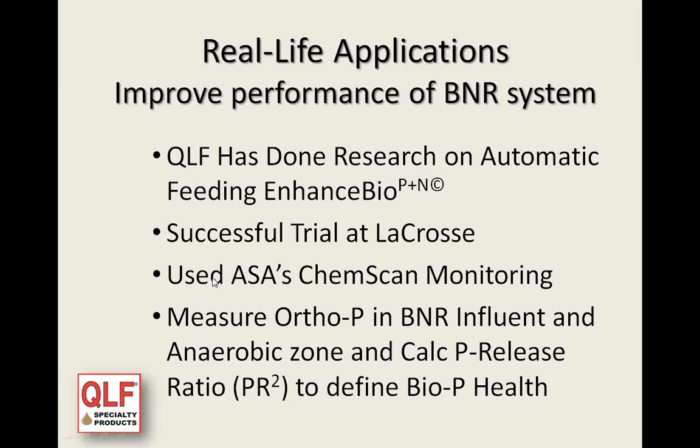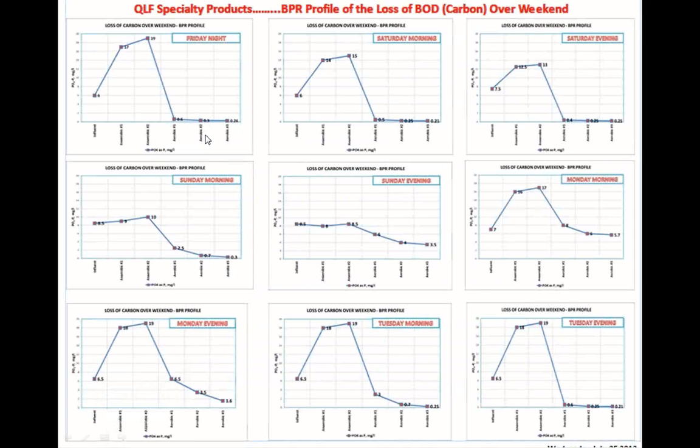We worked with City of La Crosse and also ESA. They provided a chem scan for us to monitor inline the influent to our BNR system and the anaerobic zone of the EBNR system. We took those two measurements and we calculated what's called a P-release ratio, or PR2, and we found that PR2 actually tells you the health of the system, or whether the system needs carbon or not.